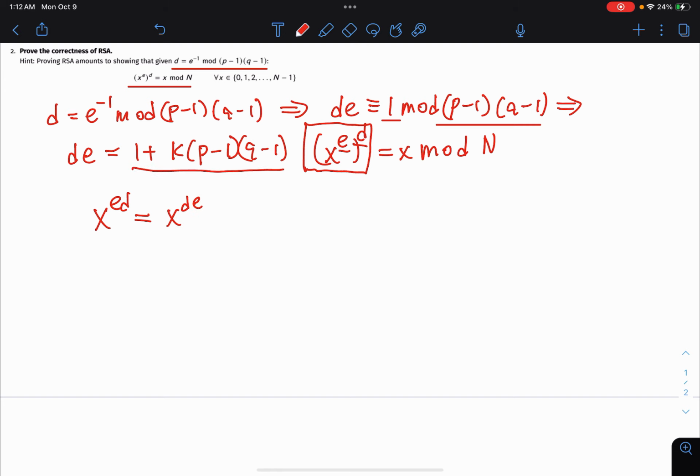And we know what DE is from this equation. So this is also equal to X to the power of 1 plus K P minus 1 Q minus 1, right? Now this is congruent to X mod N, which follows naturally from this equation.